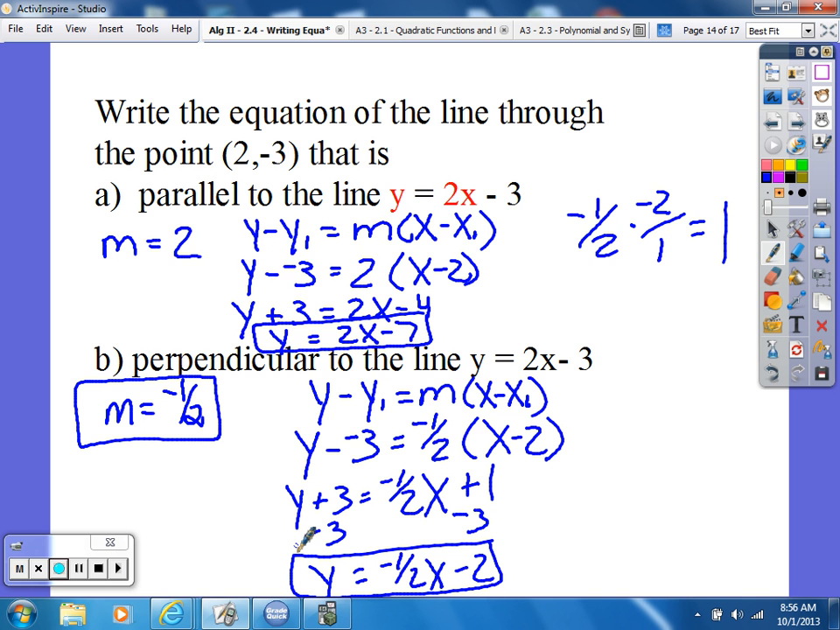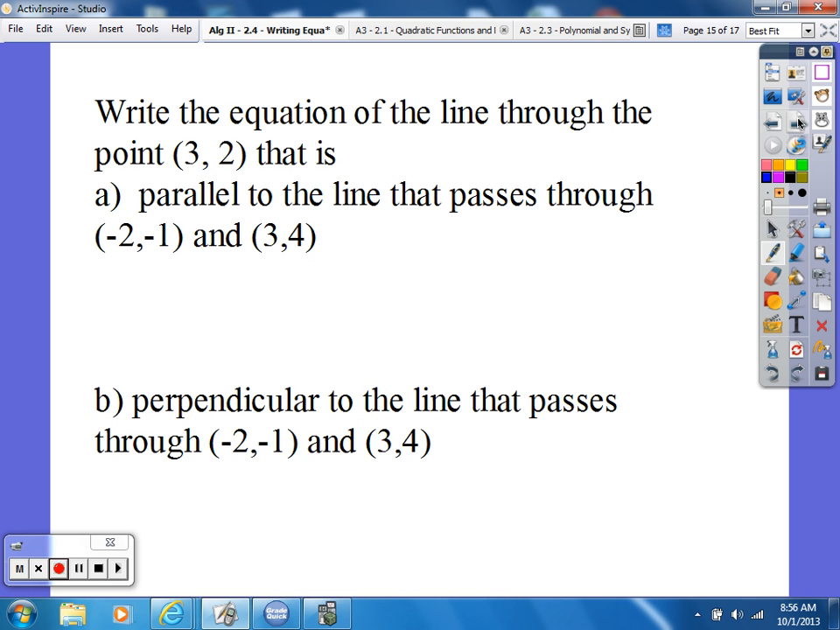Well, I guess you need to try these ones on your own, right? So I've got a slightly different one. Take a minute, write down everything that you need to for this part here, and then we'll start it. I'm trying to write the equation through the point 3, 2. It's parallel to the line that passes through those 2 points. So what do you think I need to do first? Yeah, first thing I need to do is to find the slope between those 2 points. Go ahead and do that.